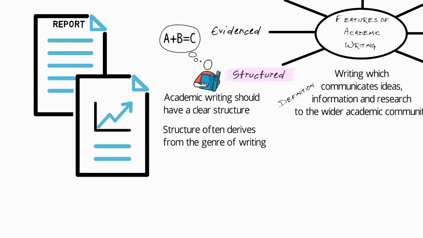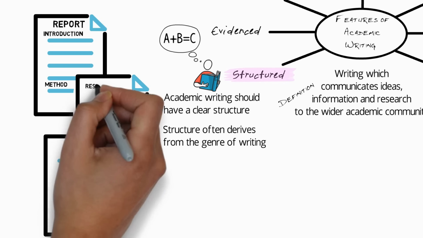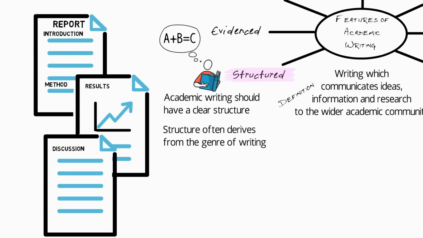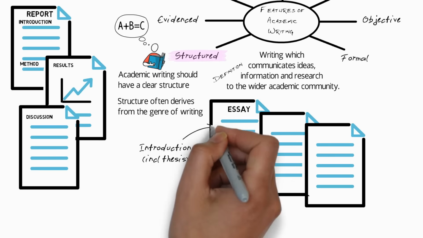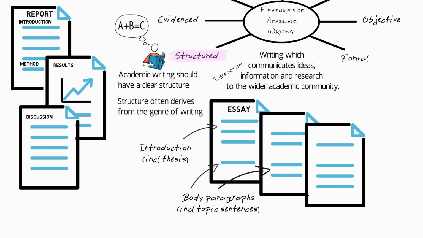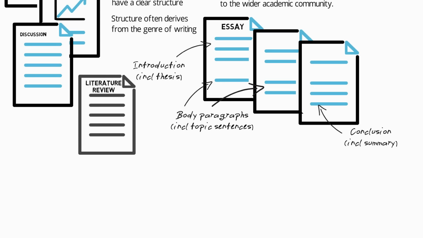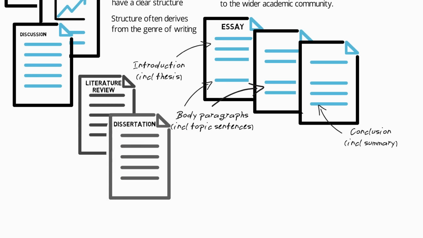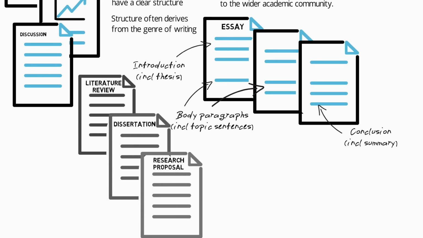For example, reports will usually begin with an introduction, followed by a method section, a results section, and a discussion section. An essay, on the other hand, will have an introduction including a thesis, and will be divided up into body paragraphs, each of which should have a topic sentence. And it will finish with a conclusion, probably containing a summary. These are the most common genres of academic writing, but there are also many others, for example, literature review, dissertation, research proposal, and so on, each of which has a different kind of structure.